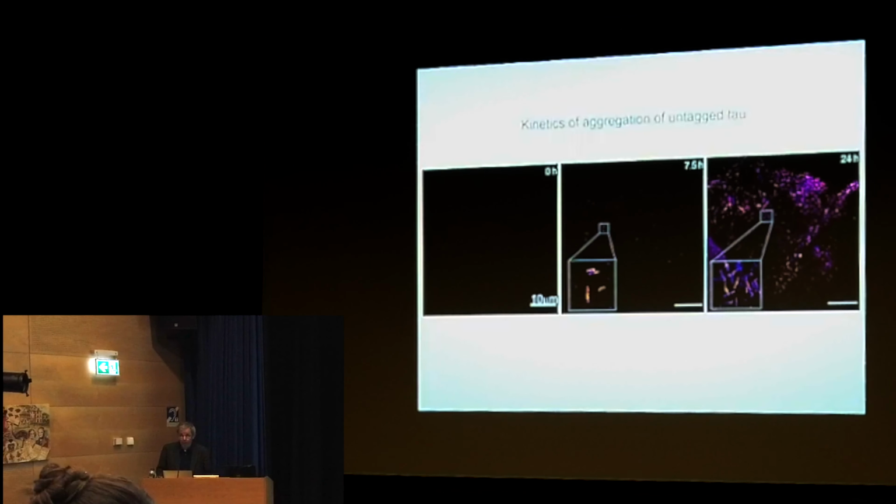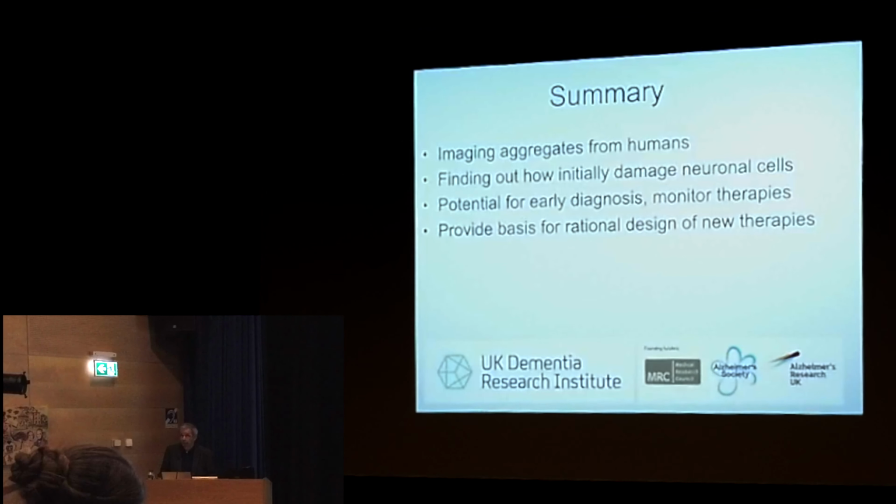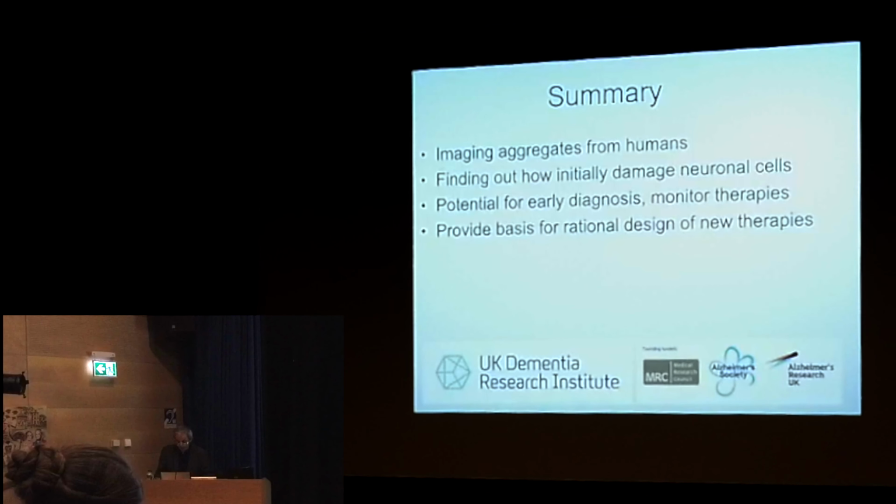So just to summarize this part of the talk, I've shown you that we can image aggregates from humans. We're trying to find out how they initially damage neuronal cells. We feel that this has potential for early diagnosis of the disease and the potential to monitor how effective therapies are, and we hope it will provide a basis for the rational design of new therapies.